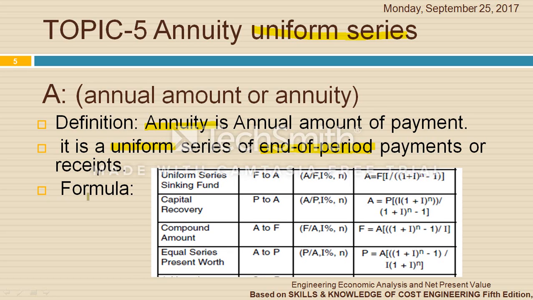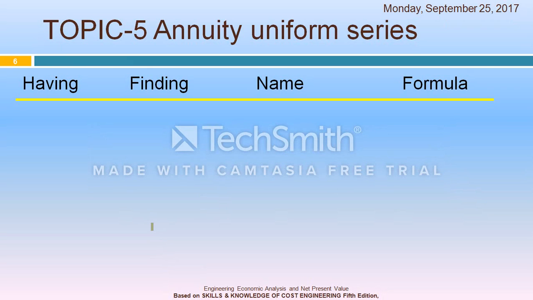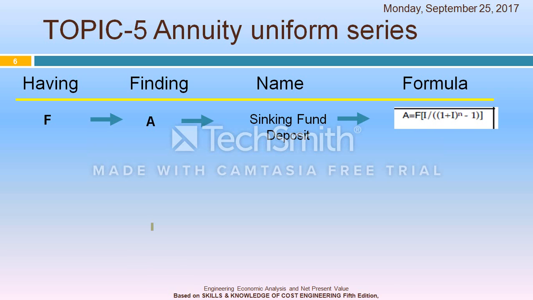What are the four possibilities of annuity? The next diagram will explain it more. So if we have F, which we said is the future value, and we're trying to find A, this payment method we call the sinking fund deposit. And this is the formula. Don't bother now about the formula. We're going to show the tables.